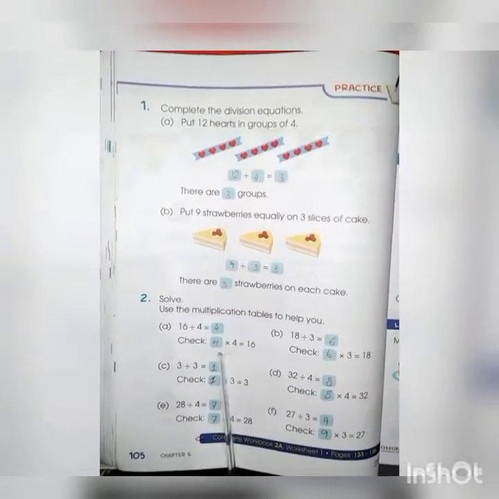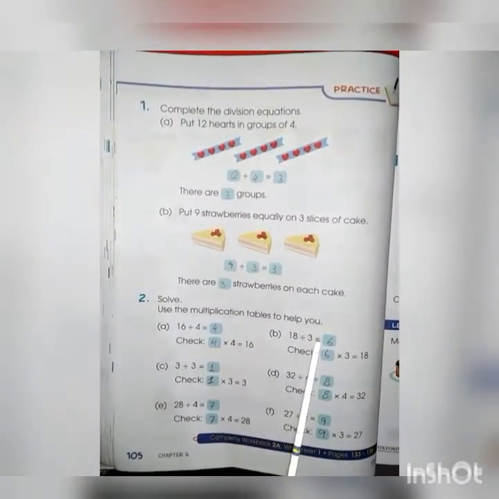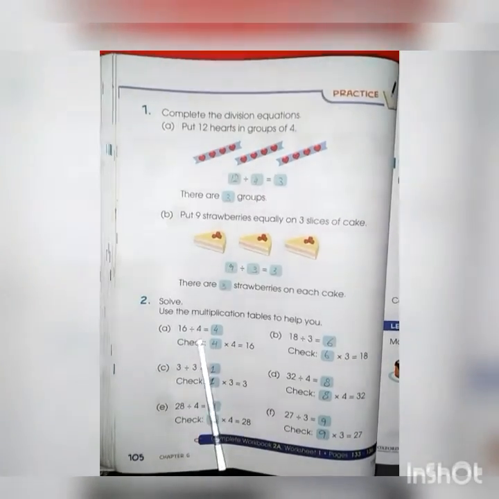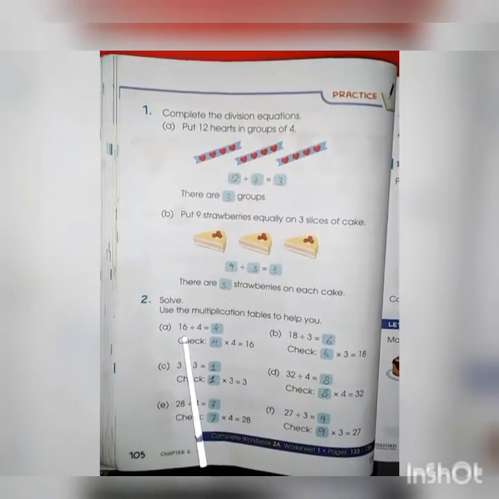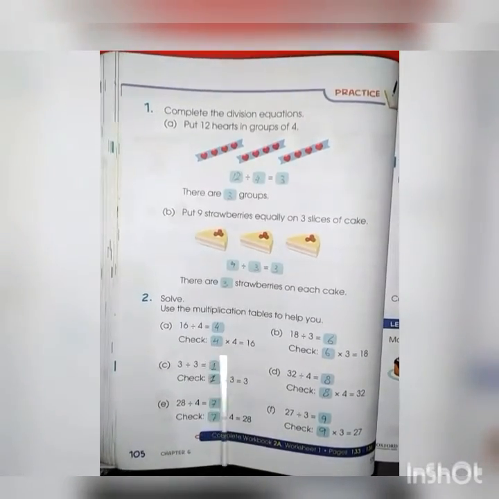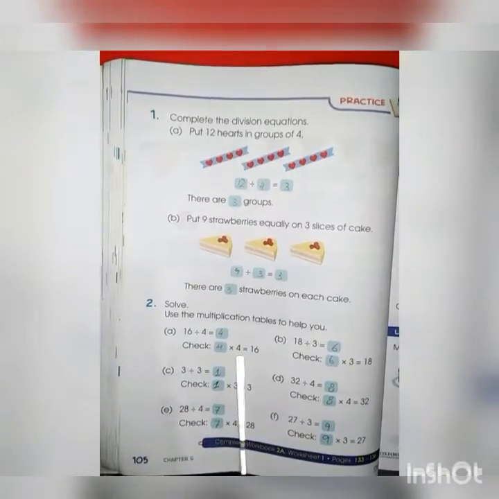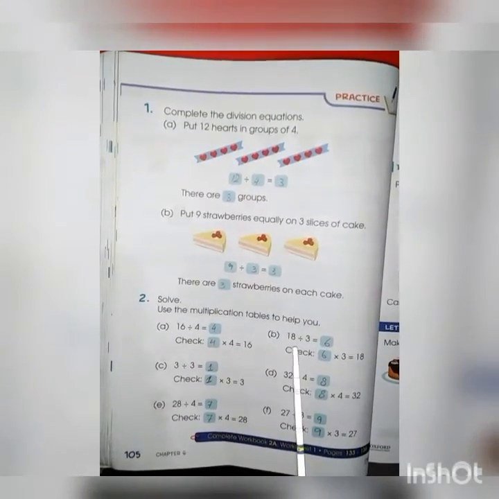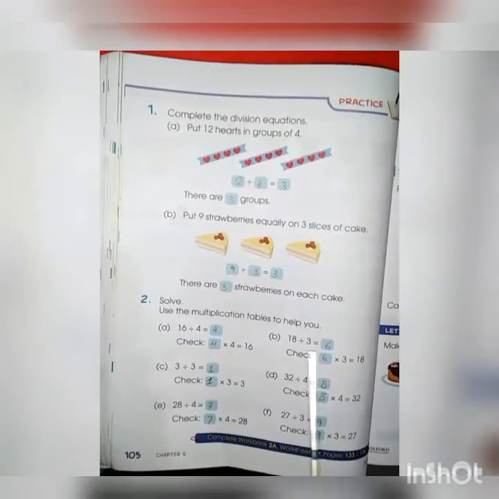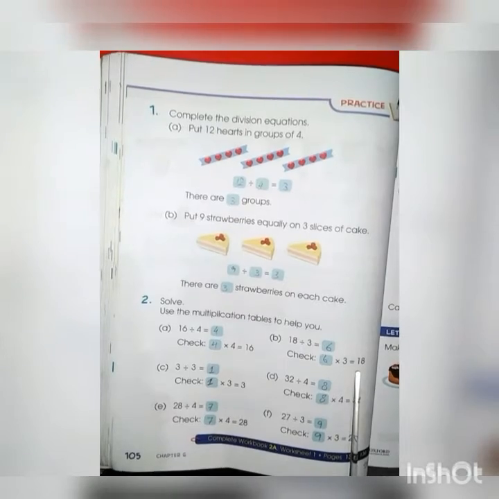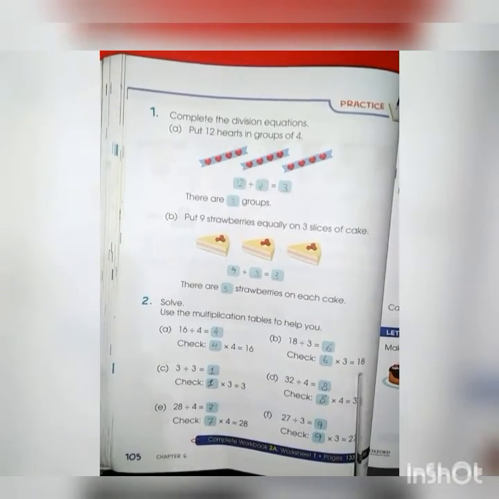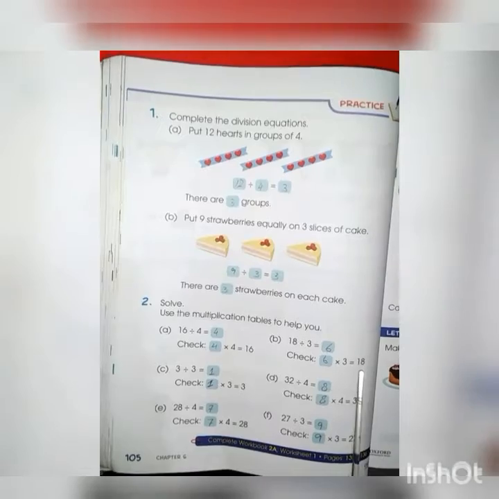Solve. Use the multiplication table to help you. A. 16 divided by 4 is equal to 4, as 4 fours are 16. As you can see here, to check the answer, we will multiply 4 with 4. It will give us 16. B. 18 divided by 3. 3 sixes are 18. If we divide 18 by 3, we will get 6. And to check, we will multiply 6 with 3 and it will give us 18. It means that our answer is right.